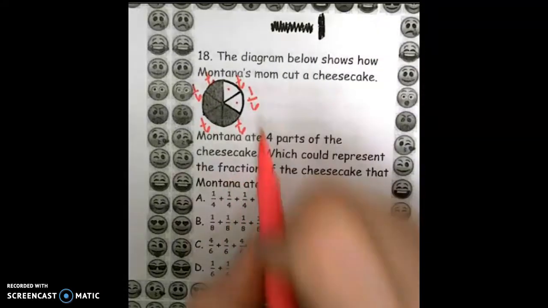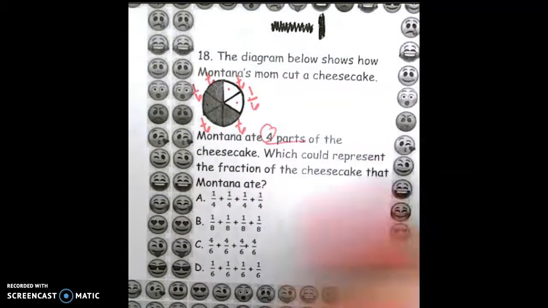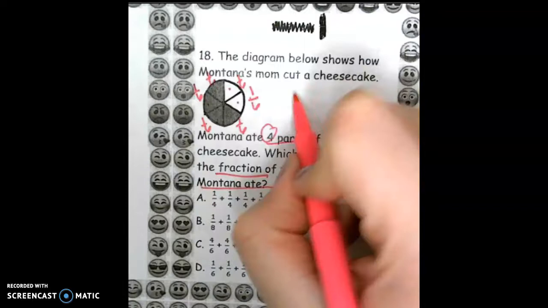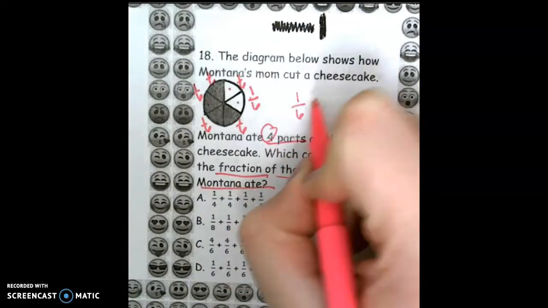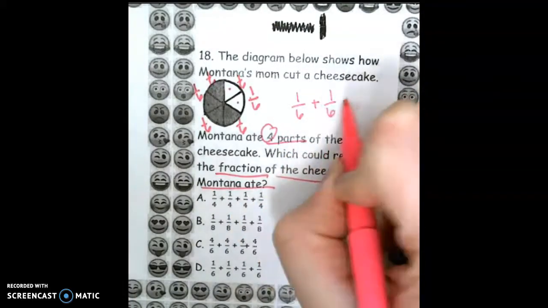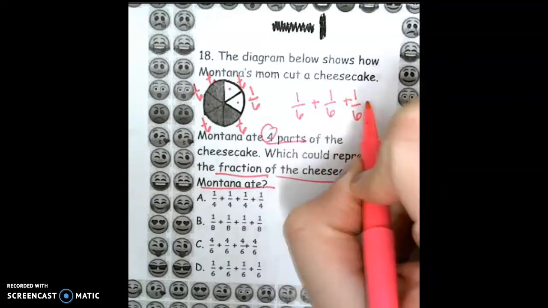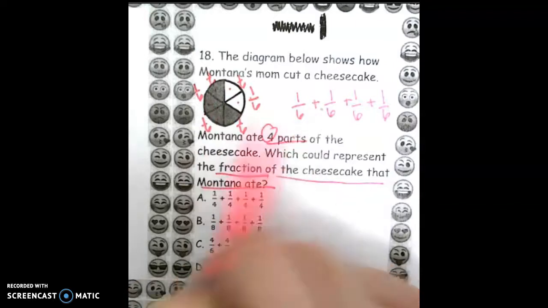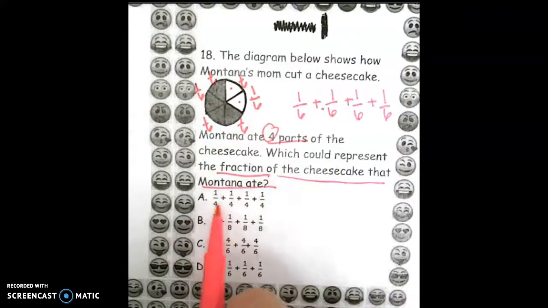So if she ate 4 parts of the cheesecake, I want to know the fraction of the cheesecake that Montana ate. So Montana ate 1/6 plus 1/6 plus 1/6 plus 1/6. She ate this 1/6, this 1/6, this 1/6, and this 1/6. So let's look at our answer choices.